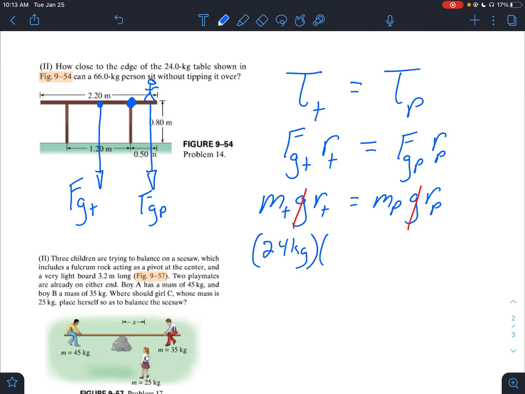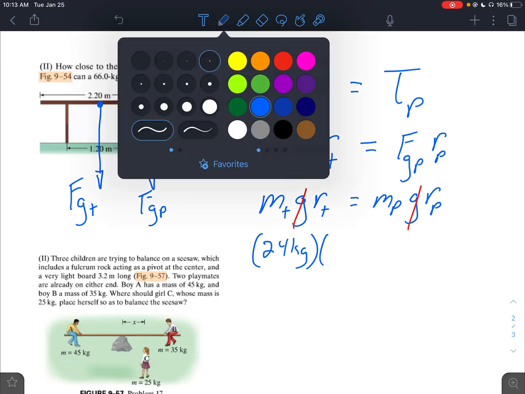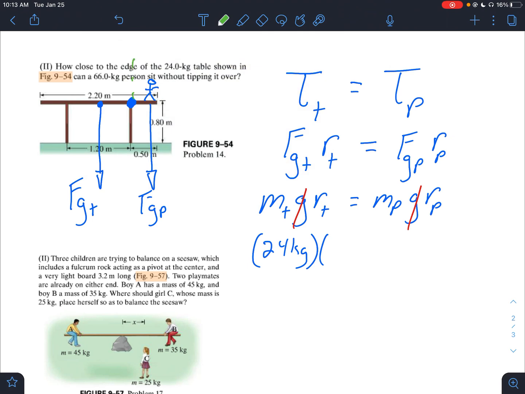And that's going to act, since this is my axis of rotation, we only need this distance here, how far we are from that right table leg. Since we're given the distance between each table leg, the 1.2 meters here, half of that is where we're at: 0.6 meters. And the mass of the person is 66 kilograms. And we're going to solve for where they're at.